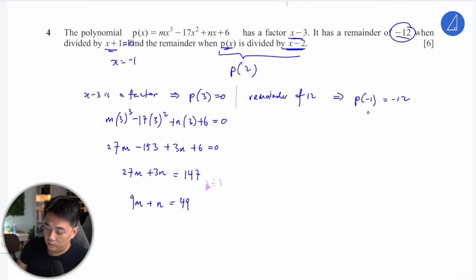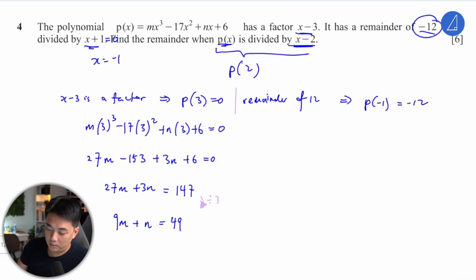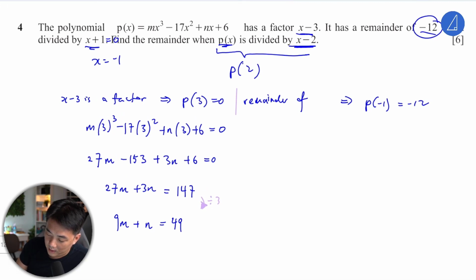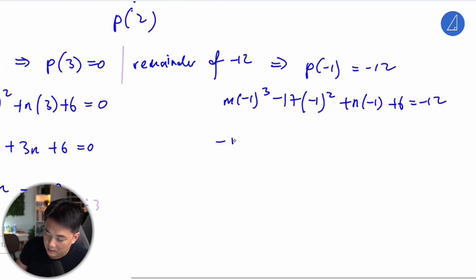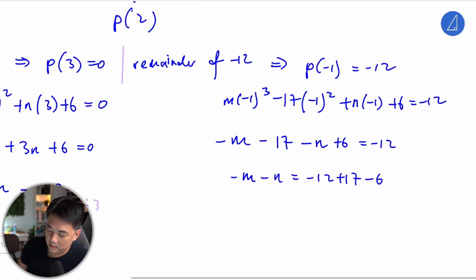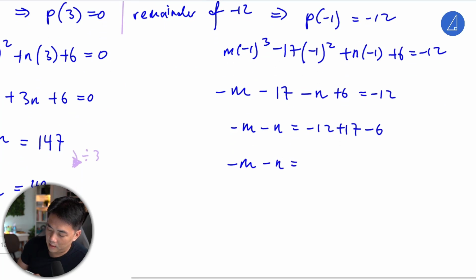The other side will be the remainder of negative 12, sorry. So I'm going to replace this into P(x), so that will be m(-1)^3 minus 17(-1)^2 plus n(-1) plus 6 equals negative 12. This will be minus m minus 17 minus n plus 6 equals negative 12. Then what we get is minus m minus n, and negative 12 plus 17 minus 6 will be negative 1.